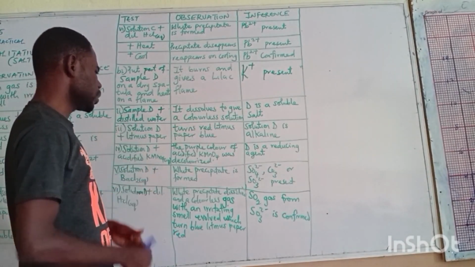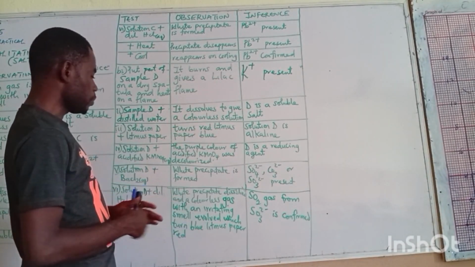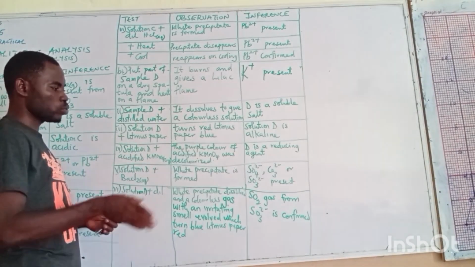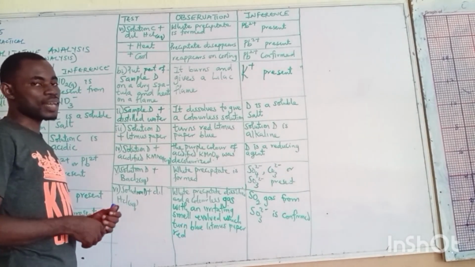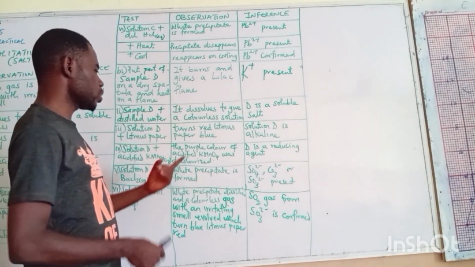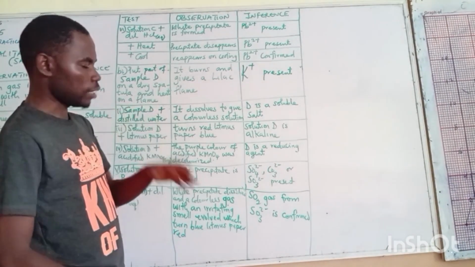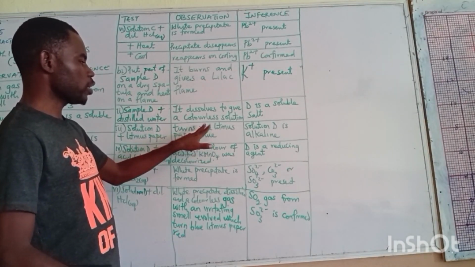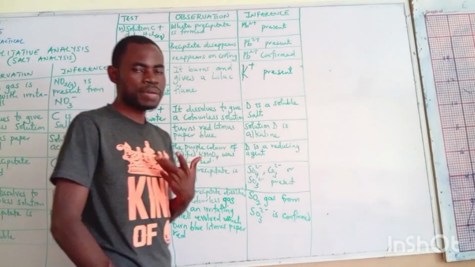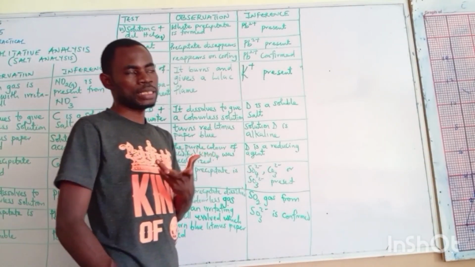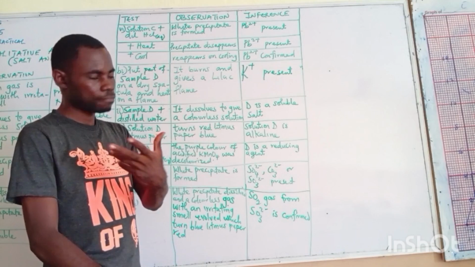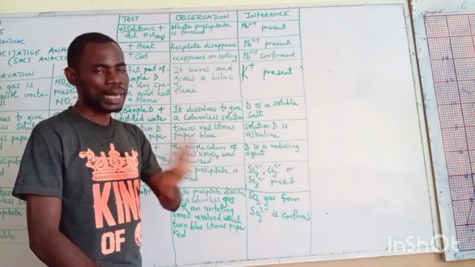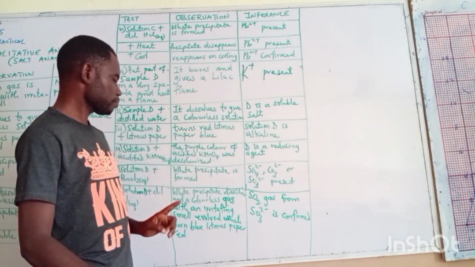Now, at this moment, before we divide solution D into 3 portions, we first used litmus paper to test its action on litmus paper. What we observed was that it turns red litmus paper blue. For it to have turned red litmus paper blue, definitely it is base in nature. It is alkaline in nature. That's why myself and my team concluded that solution D is alkaline, a base.